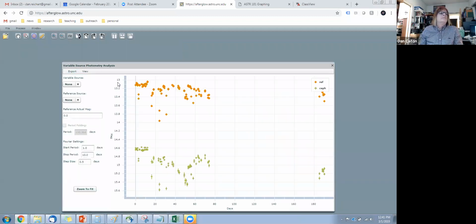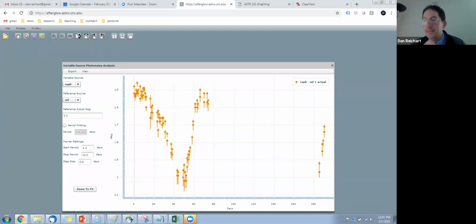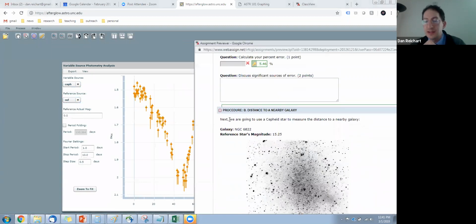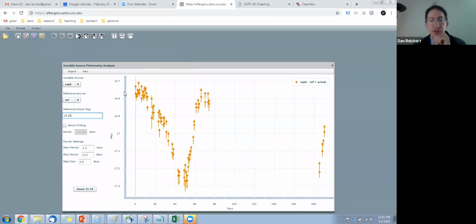Export to data analyzer. Variable source is the Cepheid. Reference source is the reference. The reference star's magnitude is 15.25. Goes here. Set the numbers on the y-axis. And you can see we got most of a period in there, and a little bit later on.